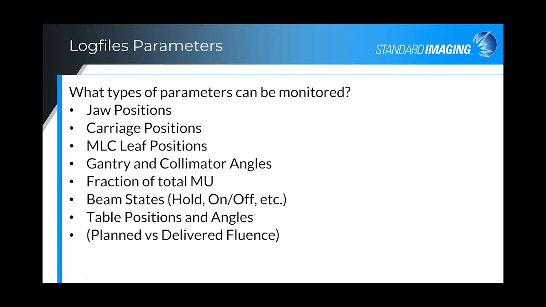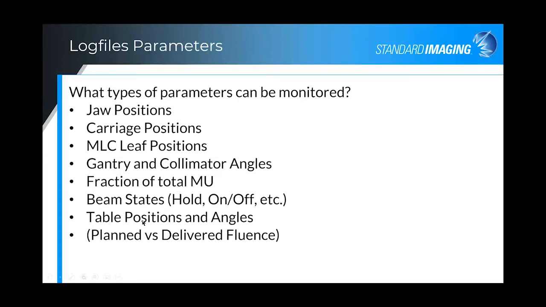Log files can be used to make direct comparisons of multiple parameters. So what exactly do they contain? Parameters such as the jaw positions, carriage positions, each MLC leaf position, gantry and collimator angles, monitor unit, as well as beam off states with beam hold, meaning hold on or off. For example, Elekta Linacs do not entirely beam off in most cases during delivery, but instead reduce the dose rate.